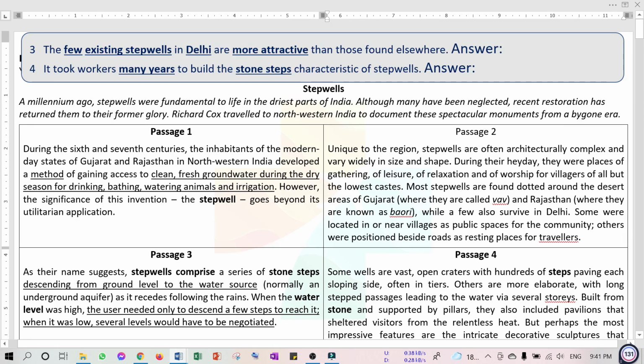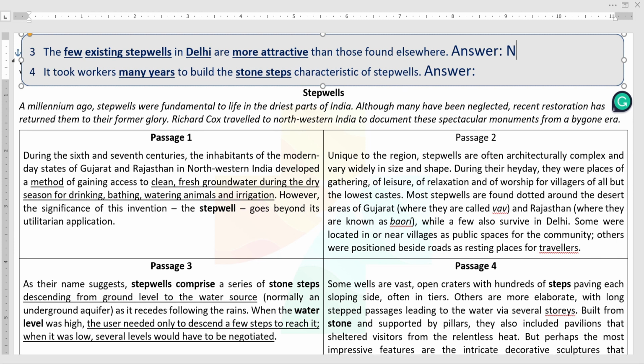Keywords for question 3 are stepwells in Delhi and more attractive. Keywords for question 4 are many years and stone steps. In passage 2, it was shown that some places where stepwells can be found, and it was mentioned that a few also survive in Delhi. However, there is no information to compare the attractiveness of stepwells in Delhi and in other places. So, the statement is not given.